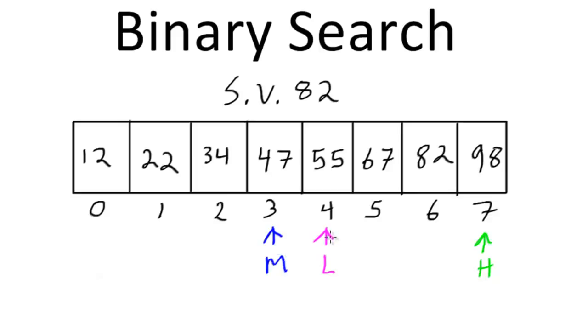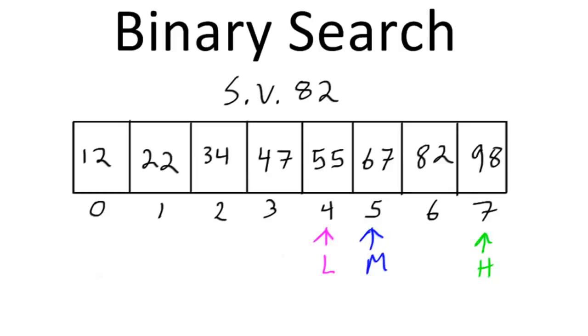So midpoint gets updated as well. Midpoint's going to be updated by taking the new low, which is 4, adding it to 7, which would be 11, and dividing that by 2, which would be 5.5. So we would now have midpoint sitting at 5. Again, we chop off the fractional part, so we truncate that. So we'd have midpoint here at 5.